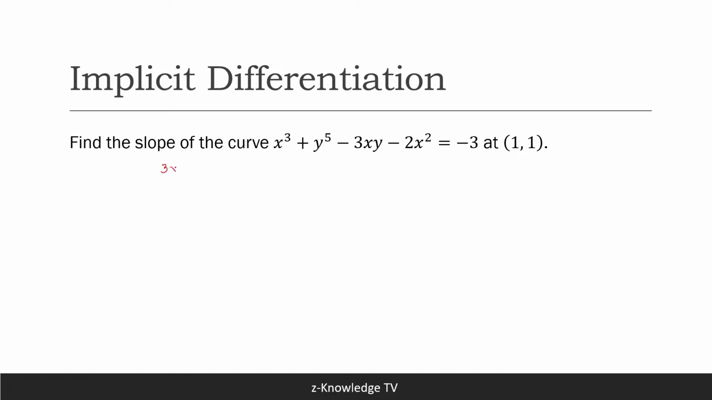So, mangyayari, 3x squared plus 5y raised to 4 y prime. Okay? Minus 3. So, derivative ng x is 1. So, y na lang matitira. Plus muna, yung y naman ng i-derivative natin. So, mangyayari, x y prime. Okay? Then, minus 4x na lang. Kasi yung 2, pag nilagay natin doon, 2 times 2. So, kaya 4. Okay? Then, equals to, derivative ng negative 3 is 0.